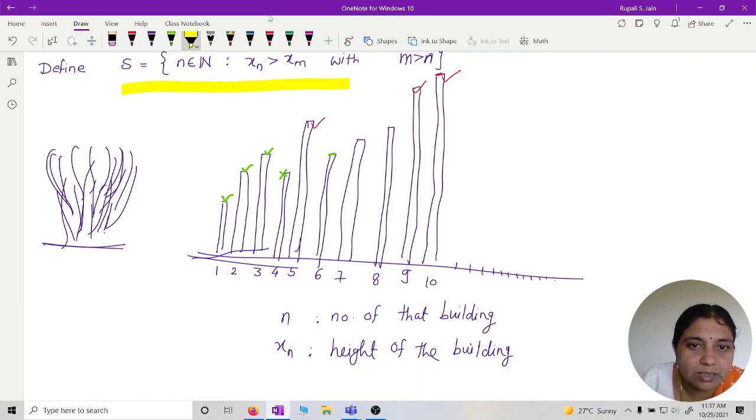Which building are we selecting? Suppose we select this one, x1. Whether 1 belongs to this S, yes, 1 belongs to this set. You have to check the condition x1 greater than xm: whenever m is greater than n, the height must be lesser. Are you getting this?